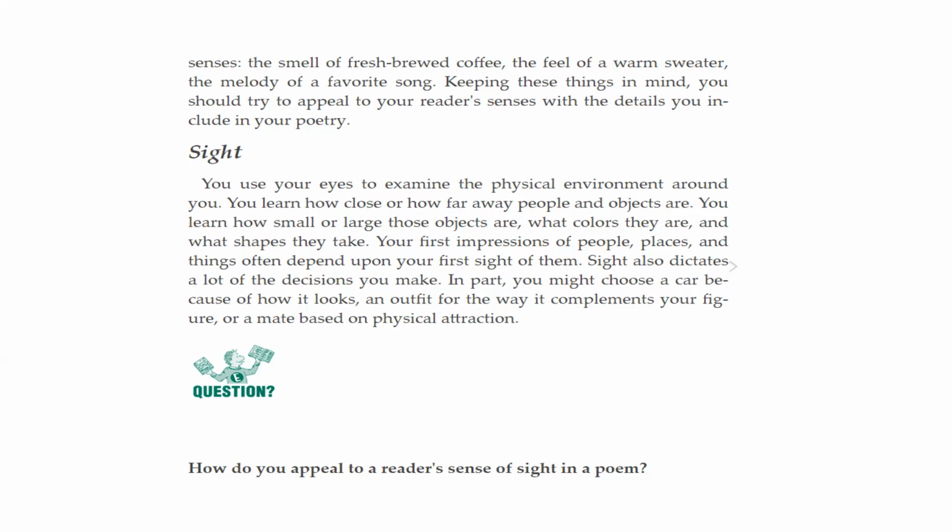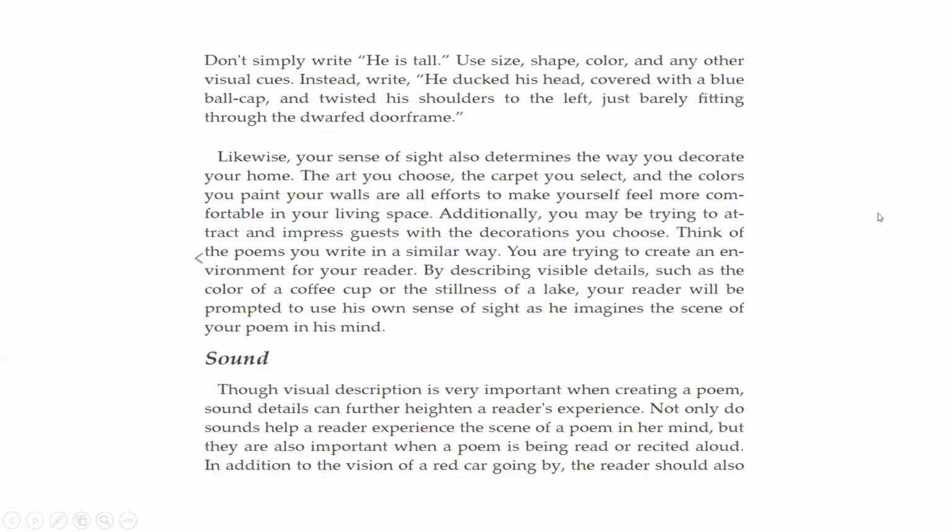Question: how do you appeal to a reader's sense of sight in a poem? You don't simply write, he is tall. That gets in their mind, he is tall, but different people, like let's say a girl that's 5'2", says, okay, he's tall, that means he's almost 6 feet tall. But then a man reading it who's actually 6 feet tall, that's his size, so 6 feet tall is not tall. So he's thinking of something else. You have to be more descriptive. So you use size, shape, color, and any other visual cues.